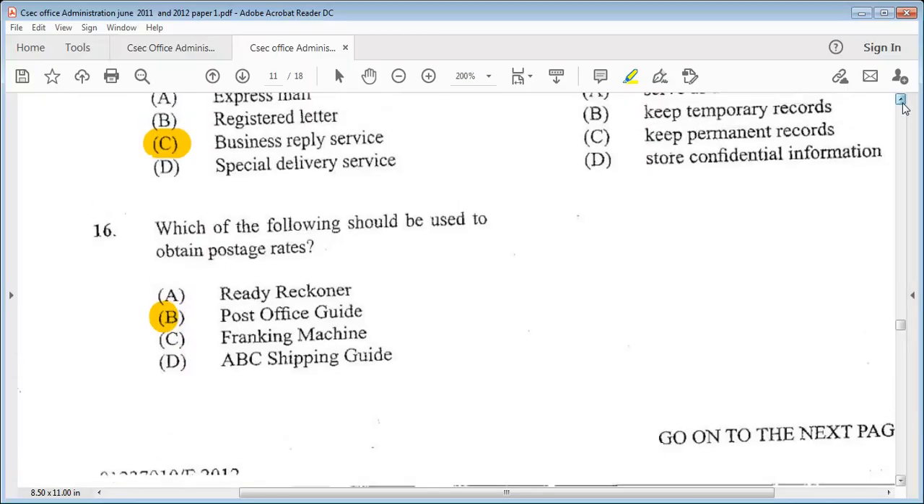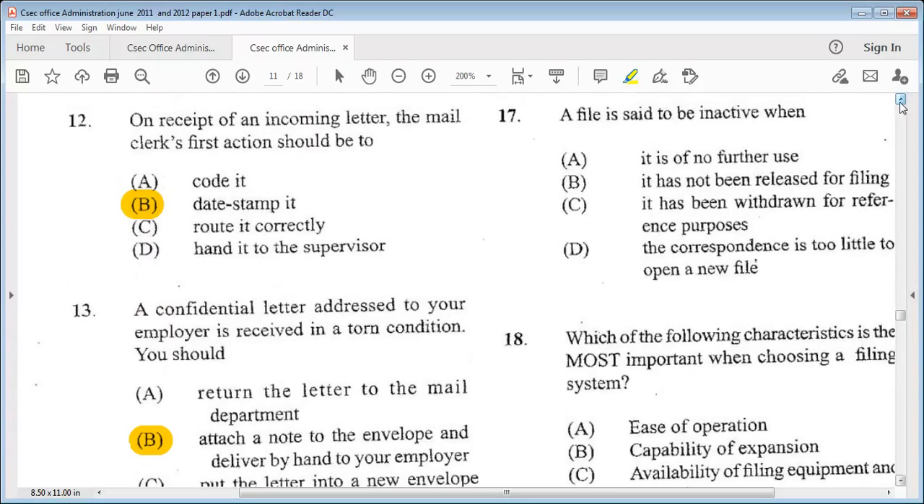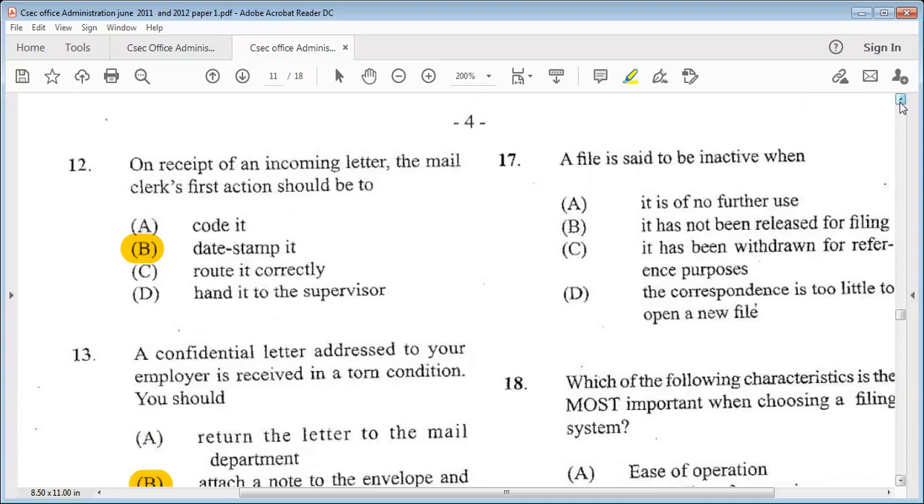Let's go on to question number 17. Here it says, a file is said to be inactive when A, it is of no further use, B, it has not been released for filing, C, it has been withdrawn for reference purposes, or D, the correspondence is too little to open a new file. Our answer is A, it is of no further use.